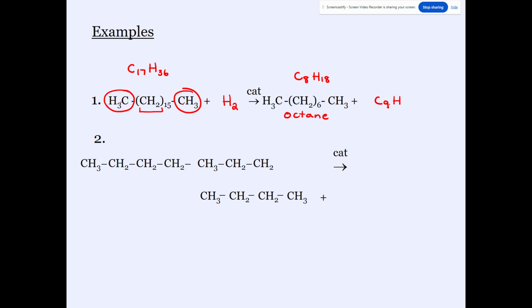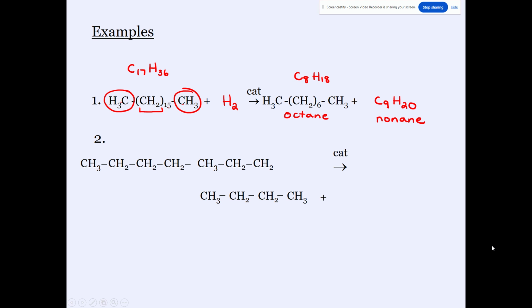I believe, if I'm doing my math right. I'm trying to do my math in my head, and that always is a mistake. So 17 minus 8 is, yes, 9. And our H's would be double plus 2. So double would be 18 plus 2 would be 20. And so this would be nonane.